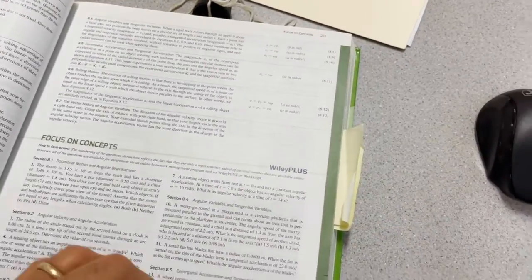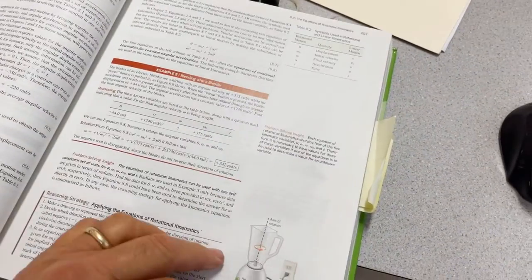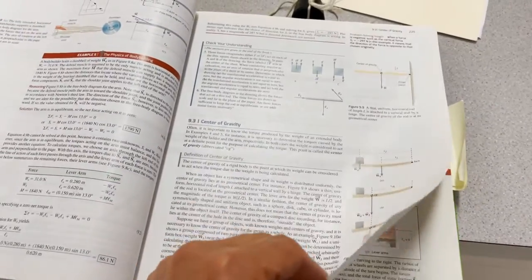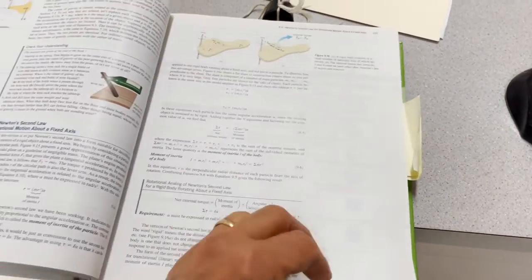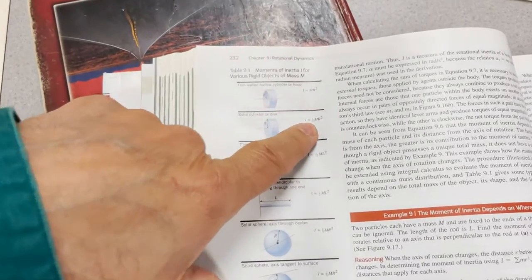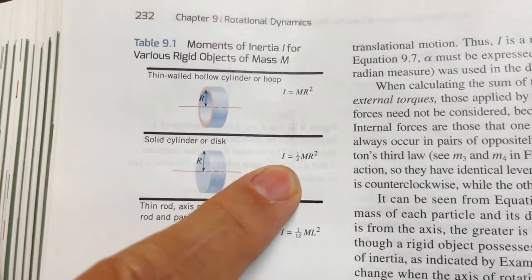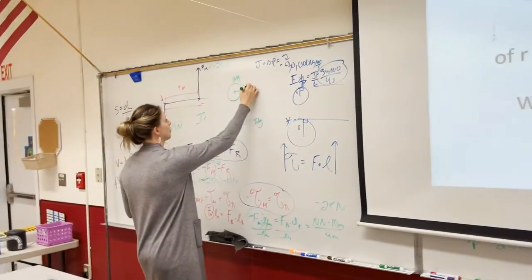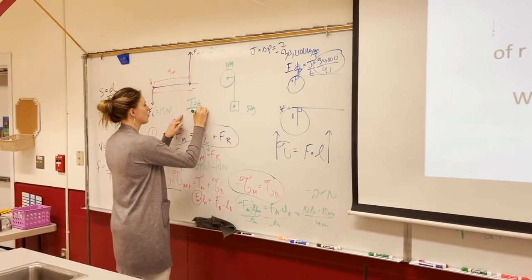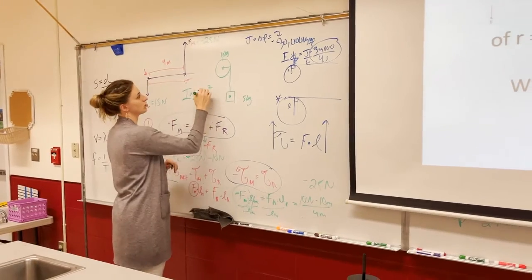It's a solid cylinder, right? Not 210? Here it is. So you had it right. It was one half m r squared, if it's a solid cylinder. So we could get the moment of inertia, one half m r squared. Okay, so you see how we can get that.